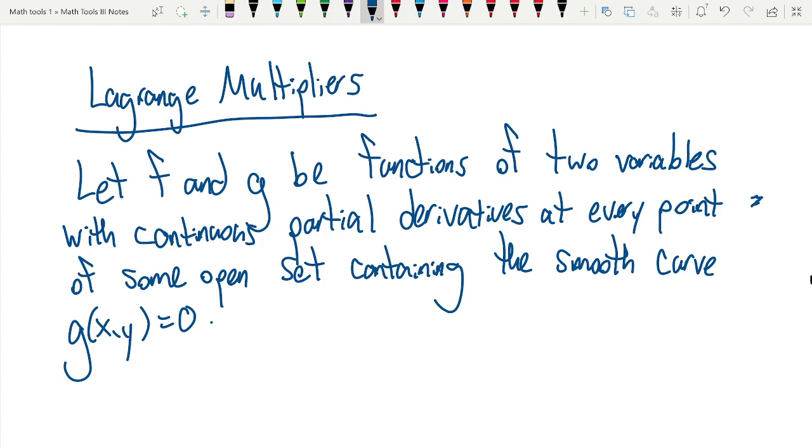Okay, so g here is going to represent the constraint. Notice that there's an equality in there. The fact that it's equal to 0 is no issue because you can just move everything to one side and then it's equal to 0.